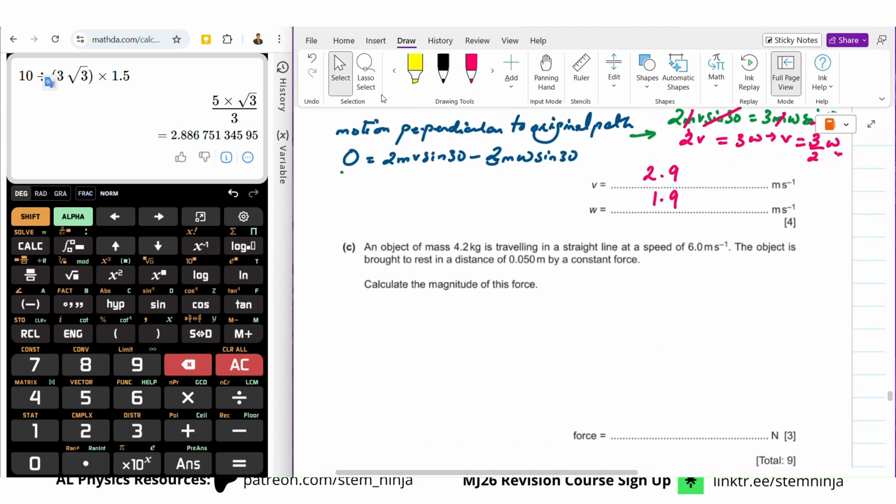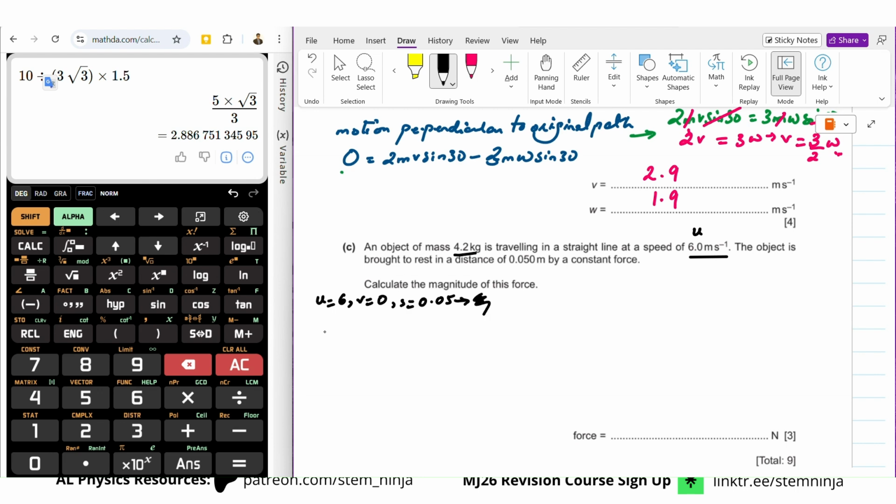An object of mass 4.2 kg is traveling in a straight line at a speed of 6 meters per second. This is mass, this is speed. The object is brought to rest at a distance of 0.05 meters by a constant force. Calculate the magnitude of this force. Now, there are a lot of things you can do over here. One of them, actually two of them, involves acceleration, if we can find out acceleration. So we know this is u. u is 6, v is 0, s is 0.05. So we can find out acceleration.